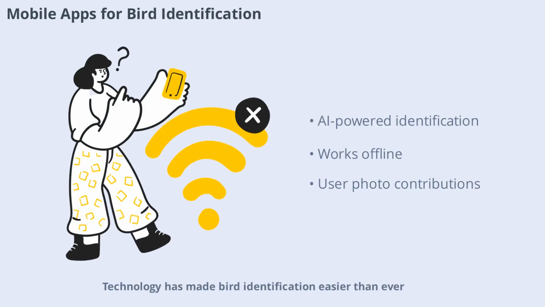Technology has made bird identification easier than ever. The Bombay Natural History Society has launched the Internet of Birds mobile app, which uses artificial intelligence to identify over 600 common Indian bird species. The app works offline and is available for both Android and iOS devices. Users can also contribute their own bird photos to help improve the app. This citizen science initiative makes bird identification accessible and interactive for everyone, enhancing the birding experience.